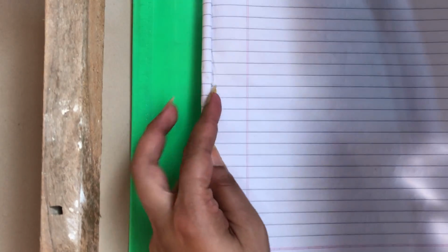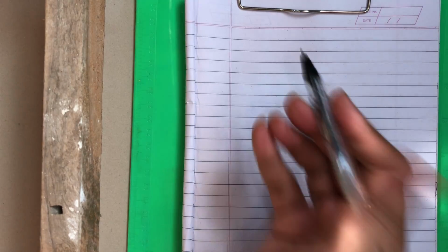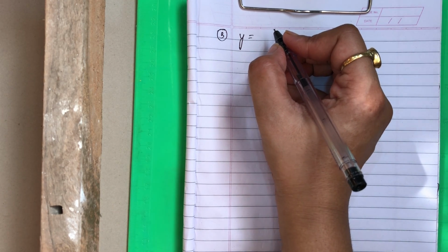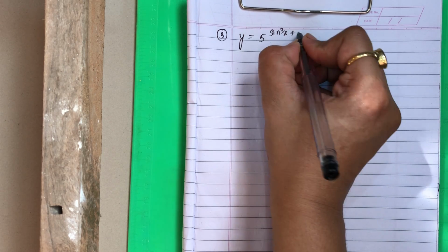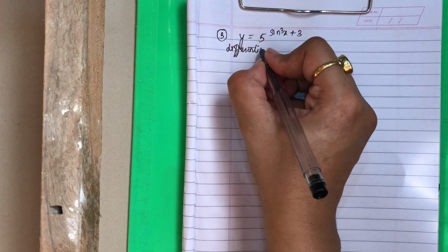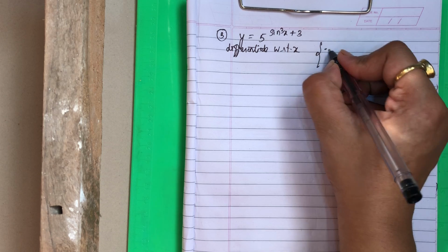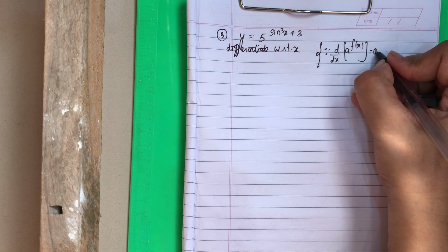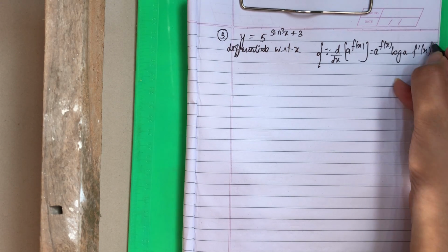Now taking next problem for the same derivatives of composite function, let's take third problem, that is y is equal to 5 raised to the power sine cube x plus 3. So first statement is same, differentiate with respect to x. Here we can use the formula of d by dx of a raised to the power f(x). So that formula is a raised to the power f(x) log a into f dash x.